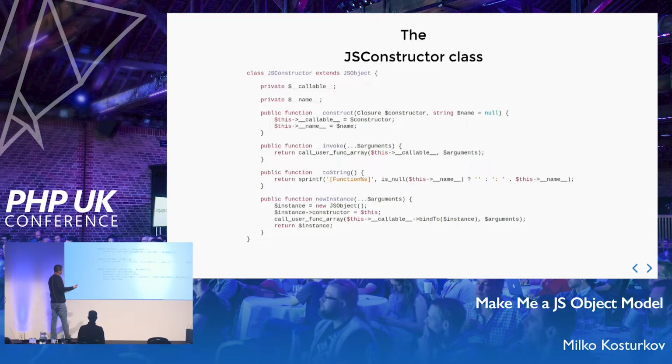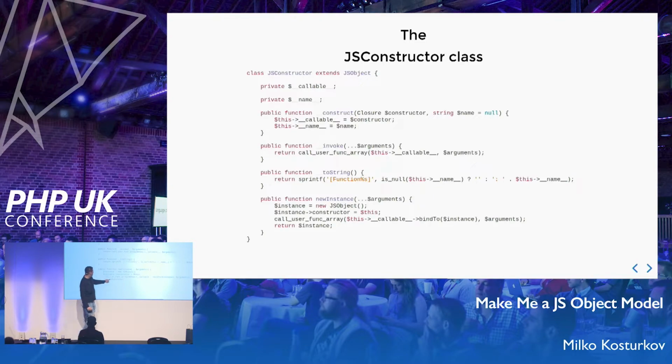And unfortunately, because we cannot use the new keyword, we're going to cheat a little here, and we're going to create a method that's called new instance. This new instance method is going to do what the constructor function does when used with the new keyword. So what we're going to do is exactly this. We're going to create a new JavaScript object. We're going to assign the constructor property of the JavaScript object that was instantiated to this. This is our constructor here.